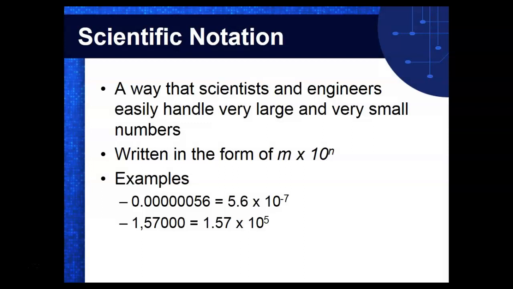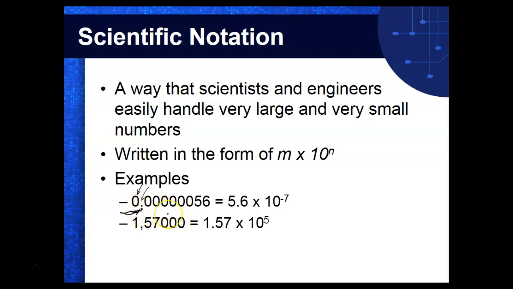So scientific notation is a way that scientists and engineers easily handle very large and very small numbers, written in the form of m times 10 raised to some power. On printed documents, especially technical documents, we start a fractional number with a zero, not a whole number. Of course, it would be hard to tell here, because if you print material over time, the decimal point would actually disappear. So this is just a technique that I'll use.